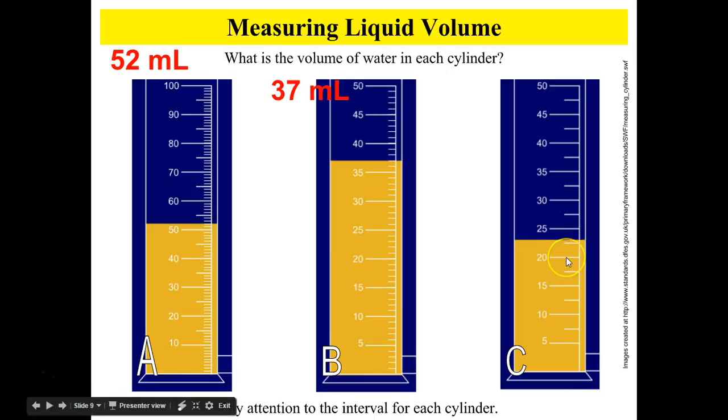So that means if the liquid were here, it would be at 20. The next line up is 22.5, but you can see that the liquid goes slightly above 22.5. You could estimate at 23 milliliters. So that's how you read some examples of graduated cylinders.